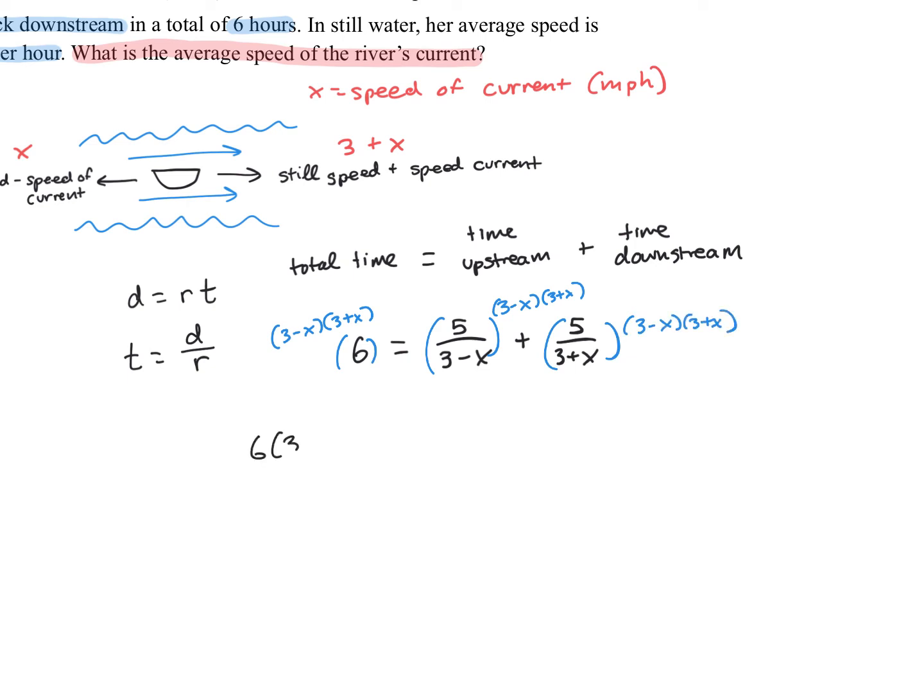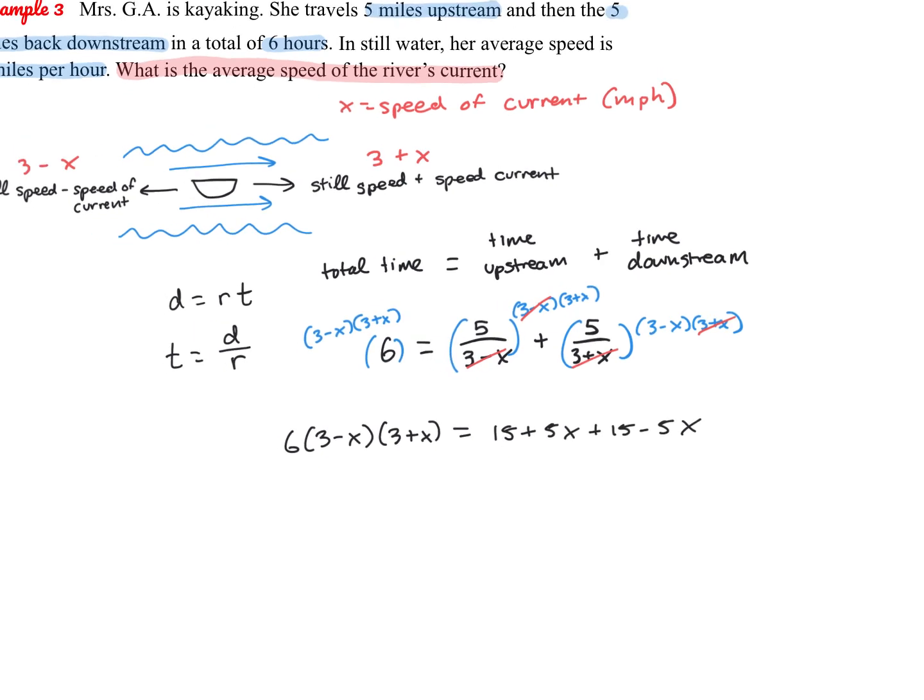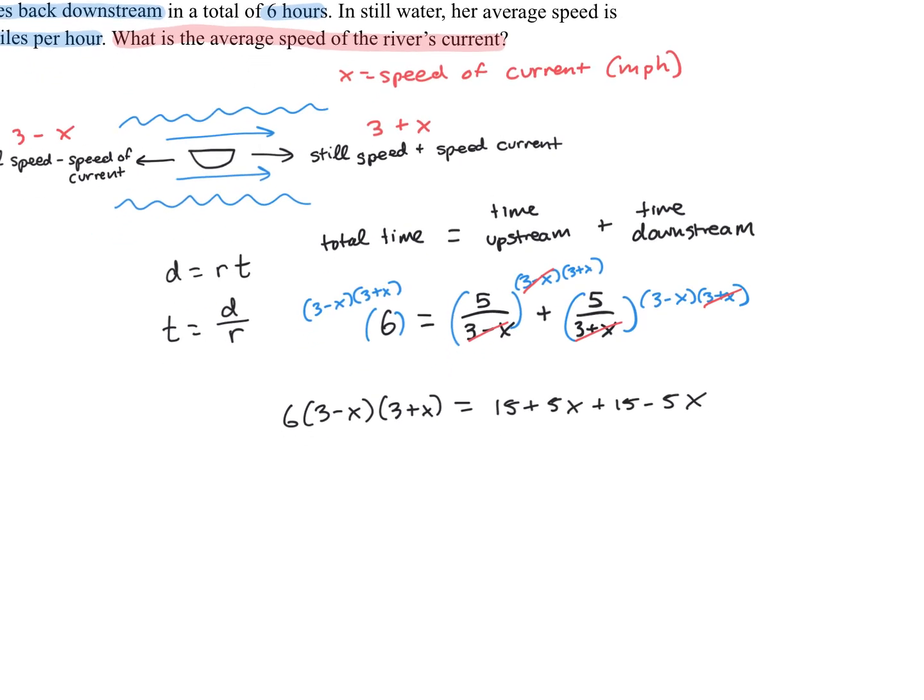So here we get 6 times 3 minus x times 3 plus x. Here, 3 minus x cancels out, and we're left with 15 plus 5x. Here, 3 plus x cancels out, and we're left with 15 minus 5x. And we do need to multiply out what we see on the left. So we have 6 times 9, and then here these will cancel out. So we have plus 3x minus 3x, so then minus x squared equals 30.